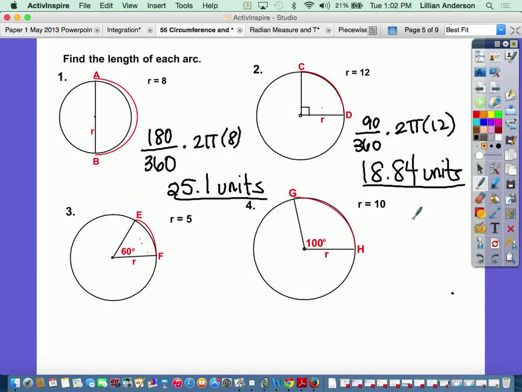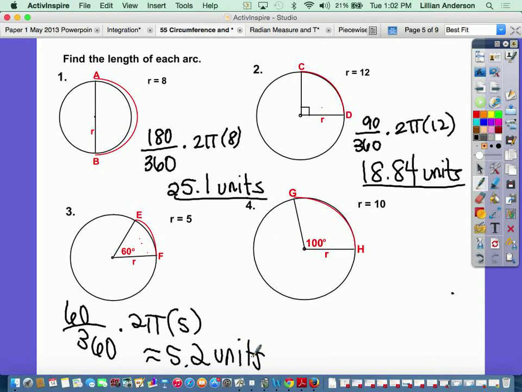I don't tell you how to round, but basically if you're using 3.14 as your pi, then it should give you something probably to the nearest hundredth. Now for number 3, what's the measure of the arc? It's 60, so we divide it by 360, and then multiply by 2 times 5. We type that into our calculator, we get an answer of 5.2 units. And it's not square because I'm not talking about area, I'm talking about a length.